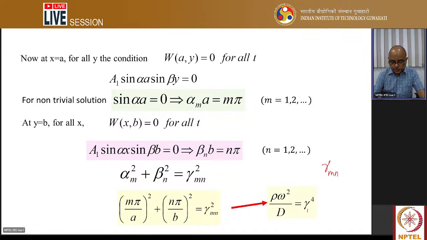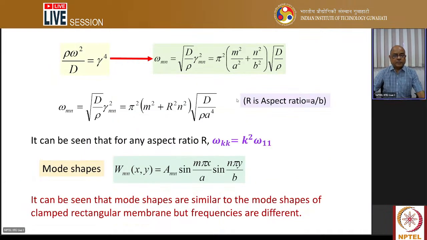So actually it should be written with subscript gamma. So knowing gamma mn from alpha m and beta n, we can now calculate the natural frequency omega mn. Omega mn is the natural frequency corresponding to the mn modes. So that we have obtained in detail, that shows that these wave numbers, that is m and n, are important. So that appears in the frequency equation, and also the aspect ratio. The length to breadth ratio is also playing an important role.